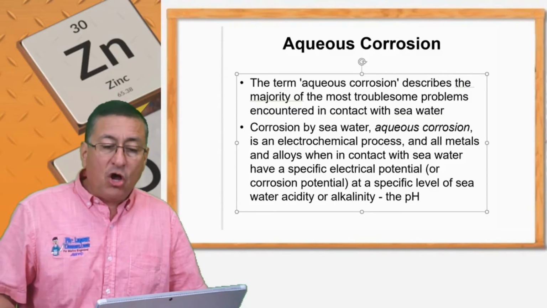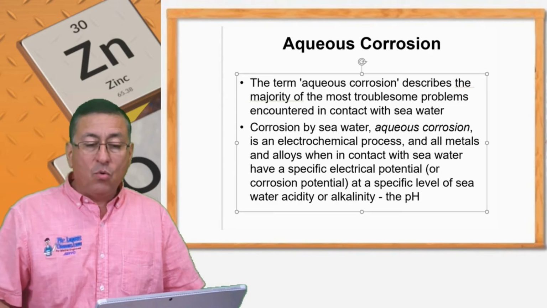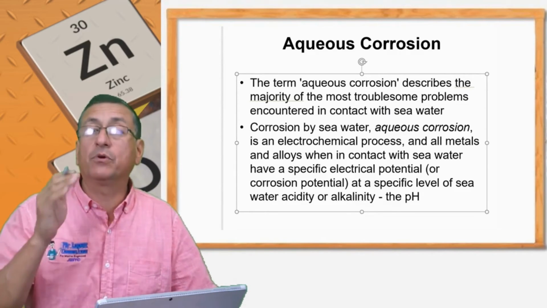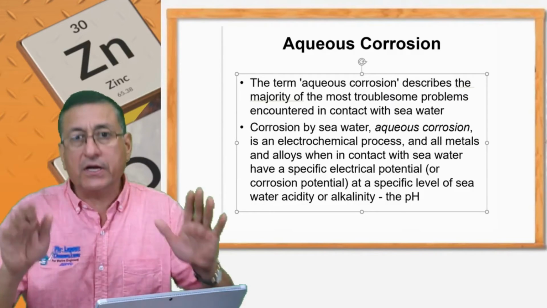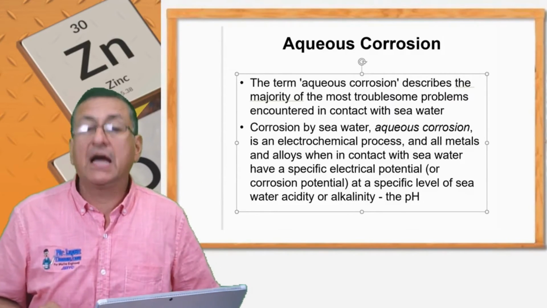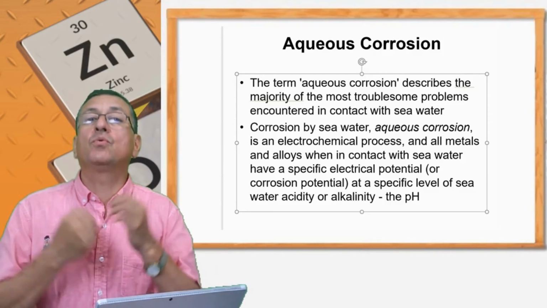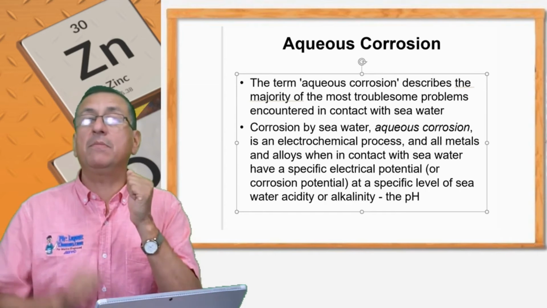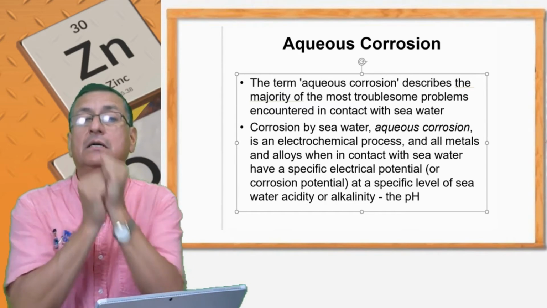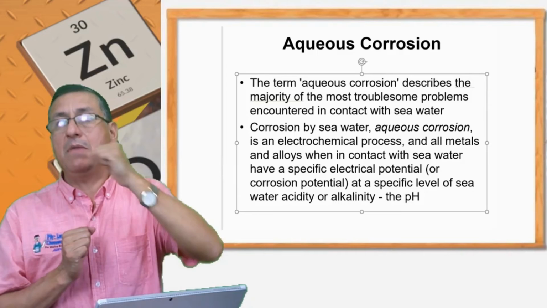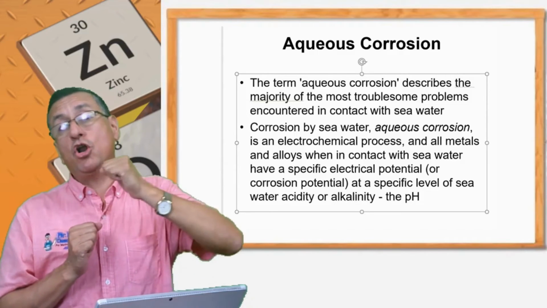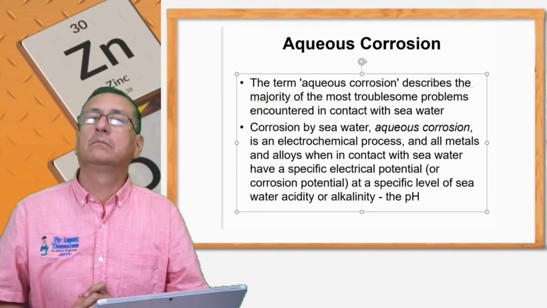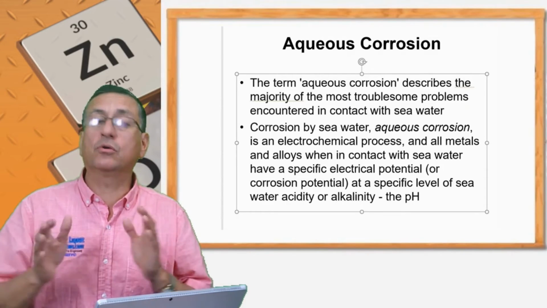It's an electrochemical process. All the metals and alloys, when in contact with seawater, have a specific electrical potential. My friend, don't forget, each metal has its own energy, its own electronegativity. If I have dissimilar metals together, the metal with more energy, the more noble metal, attacks the less noble. And the less noble, at the end of the day, will be corroded.